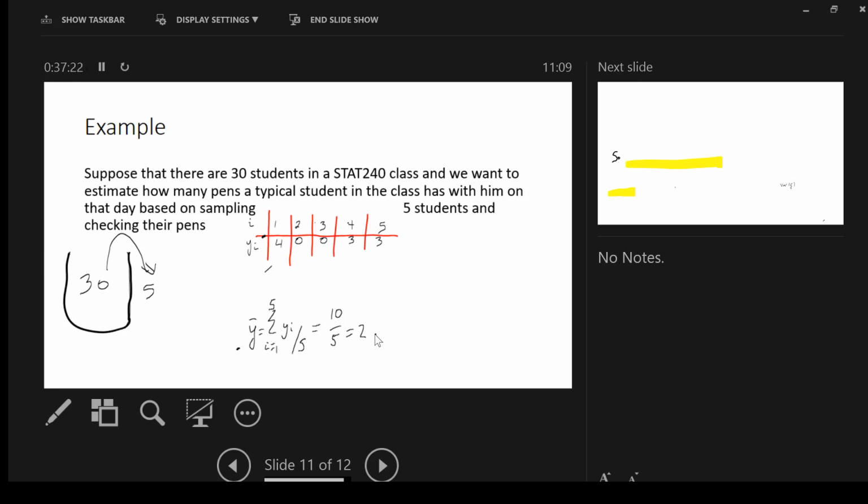Okay, who will tell me? Anybody, put up your hand. Just shout out. What would you do with 2.2 pens? Would you make it 2 or would you leave it as 2.2? Okay, you'd make it 2. Now let's suppose you find the average number of pens is 2.2, you make it 2.